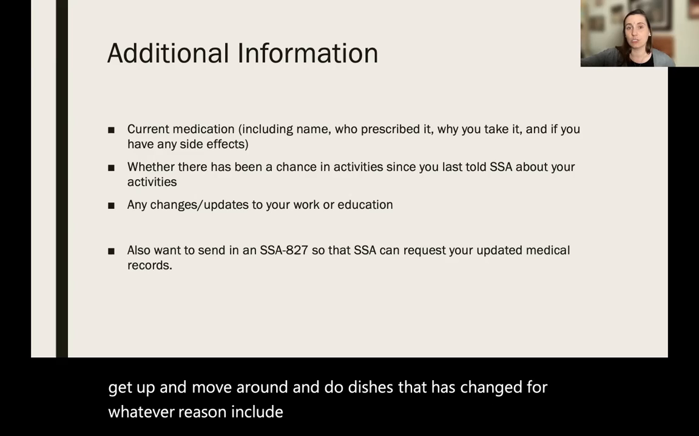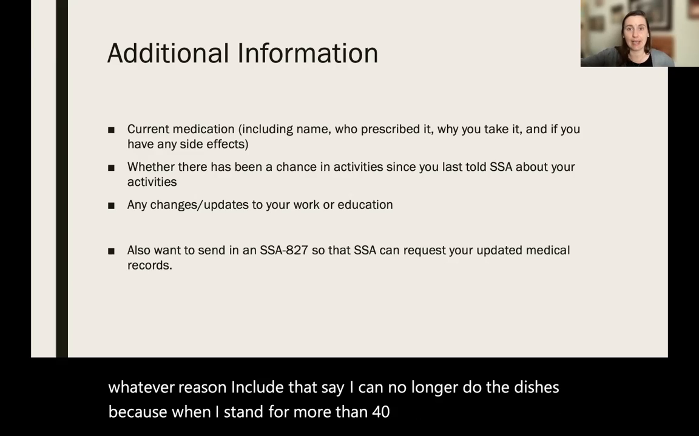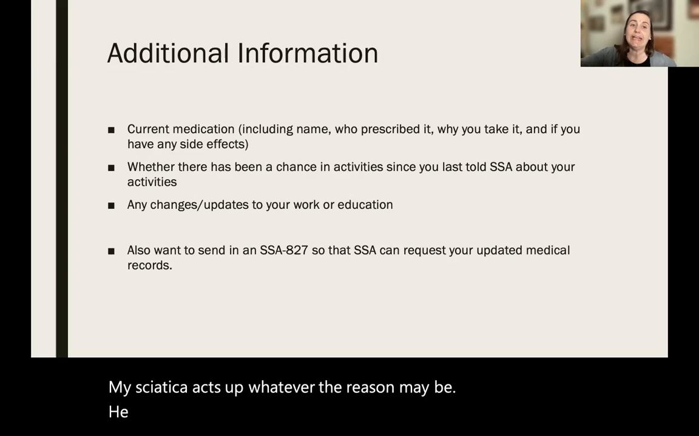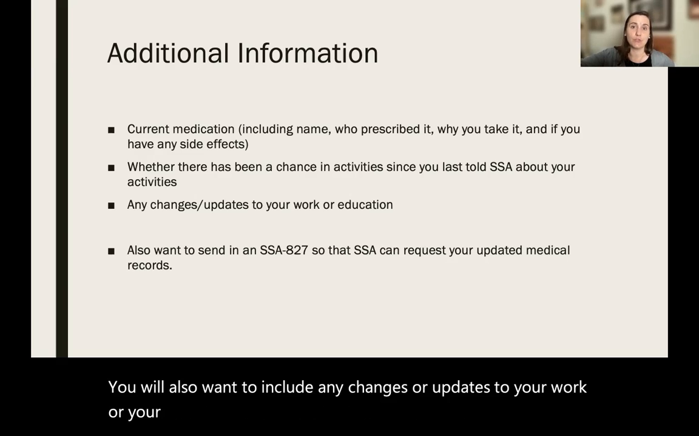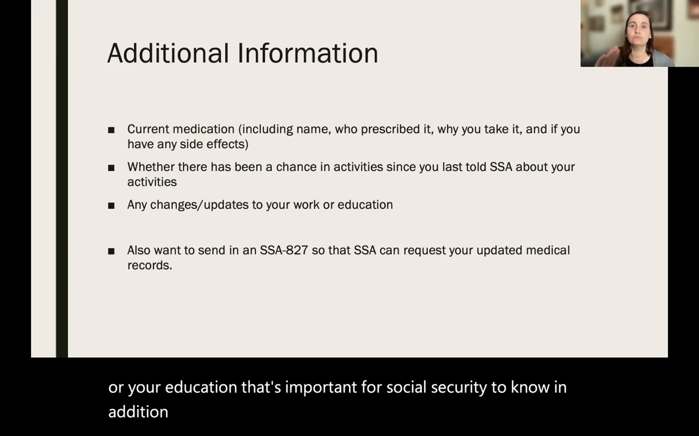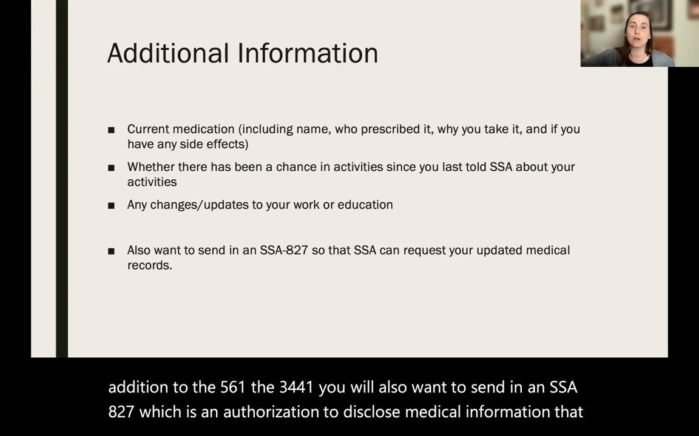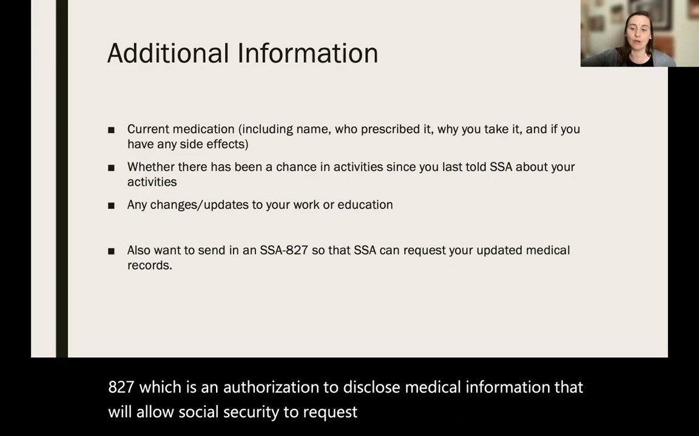Say, I can no longer do the dishes because when I stand for more than 45 seconds, my sciatica acts up, whatever the reason may be. You will also want to include any changes or updates to your work or your education. That's important for Social Security to know. In addition to the 561 and the 3441, you will also want to send in an SSA-827, which is an authorization to disclose medical information. That will allow Social Security to request and receive your updated medical records.